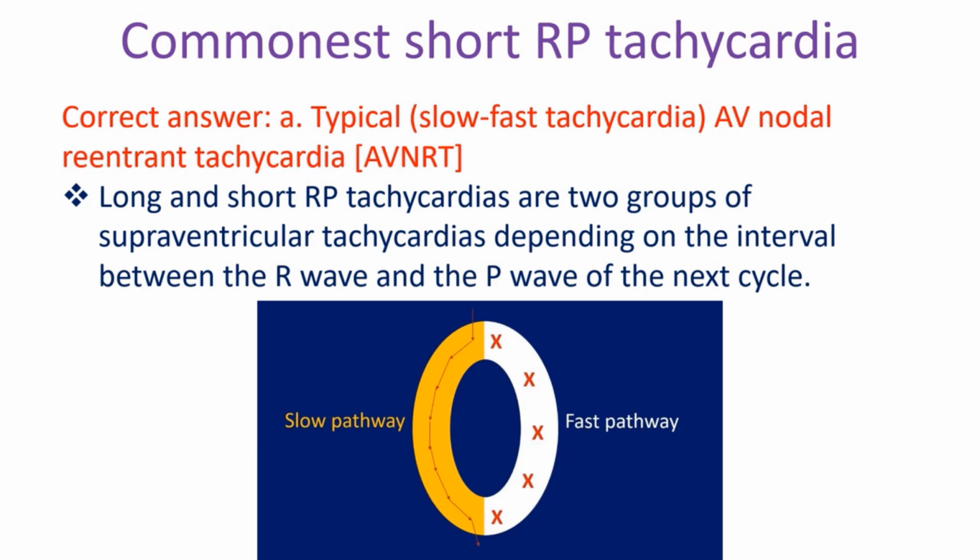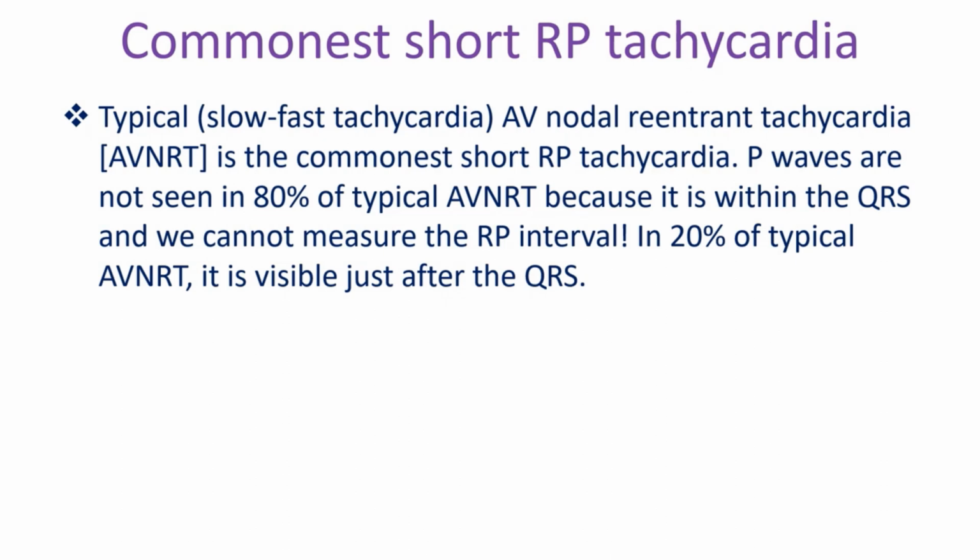Long and short RP tachycardias are two groups of supraventricular tachycardias depending on the interval between the R wave and the P wave of the next cycle. Typical slow fast AV nodal reentrant tachycardia, AVNRT, is the commonest short RP tachycardia. P waves are not seen in 80% of typical AVNRT because it is within the QRS and we cannot measure the RP interval. In 20% of typical AVNRT, it is just visible after the QRS.